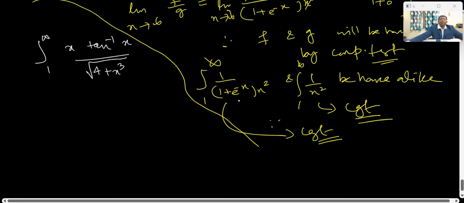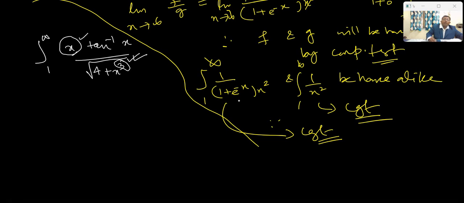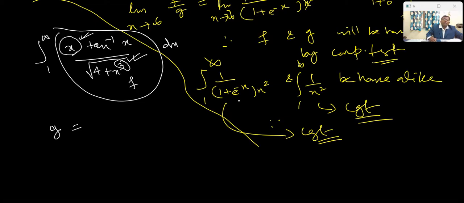Now coming to this integral. In this integral you see the power of x in the numerator is 1 and the power of x in the denominator is 3 by 2, because the root is there. So I want to make a 1 by root x. Let this total be my f. Let me choose my g as 1 by root x, meaning the power of x is half and this power is 1, so the total becomes 3 by 2.